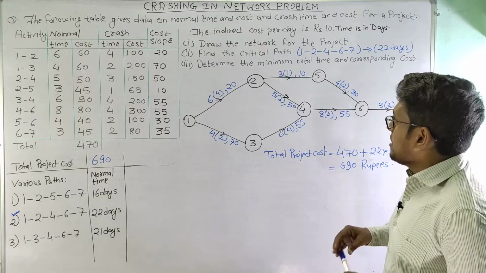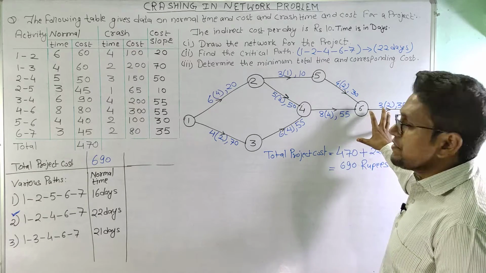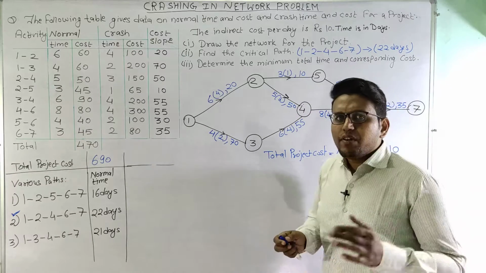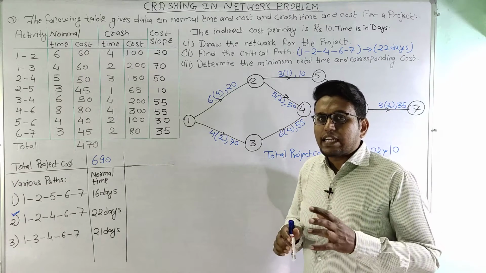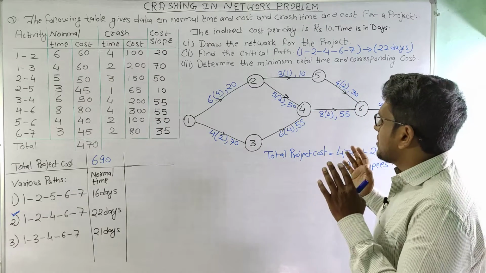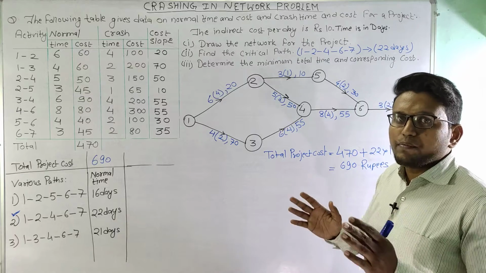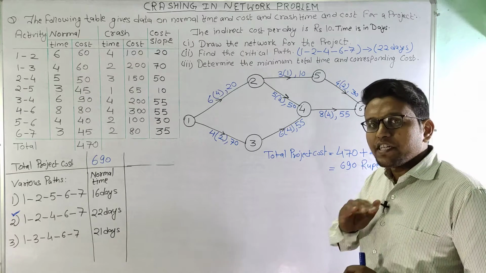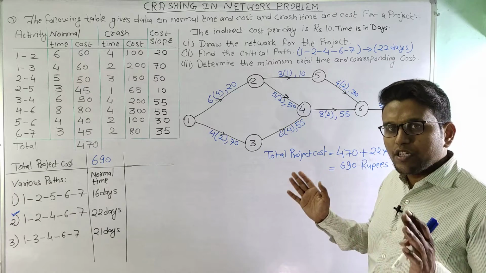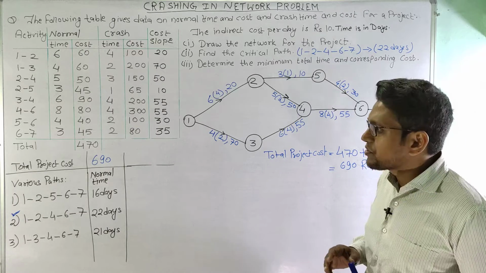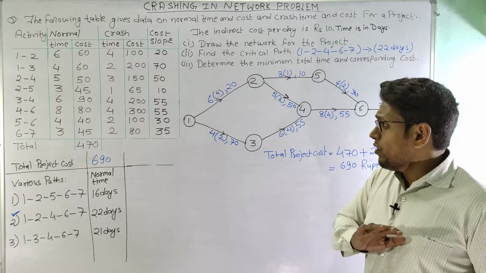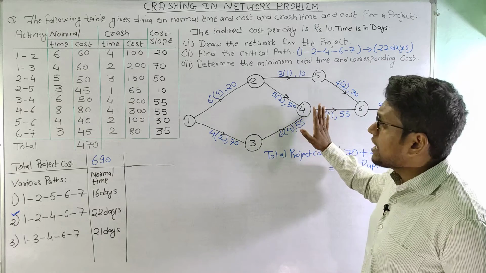Now let us see which activity we need to crash here. So first of all we need to understand that we will always crash the critical activity, because by crashing the critical activity we can shorten the duration of project, and if we crash a non-critical activity our project may not be compressed or the duration of project may not be reduced. That's why we will always crash the critical activities only.